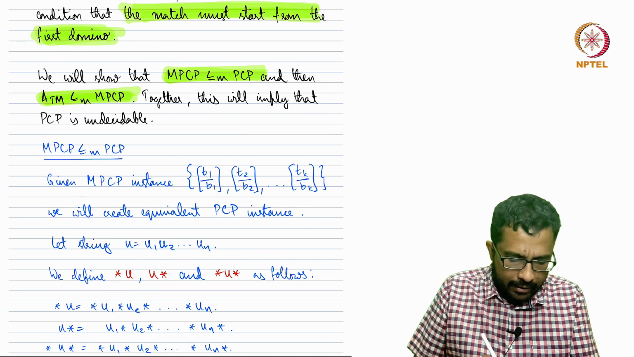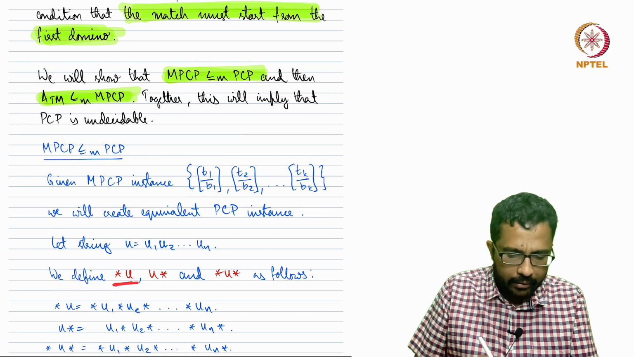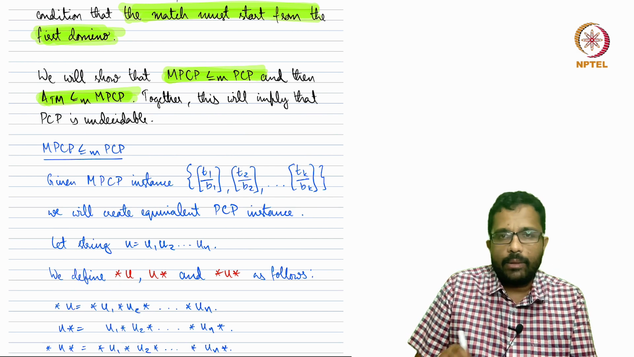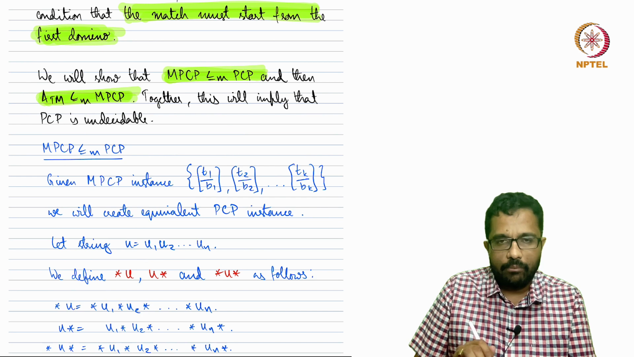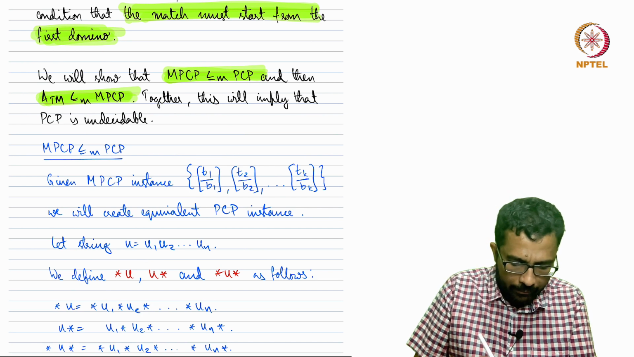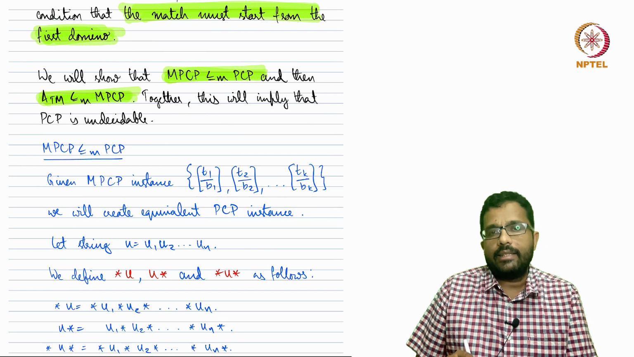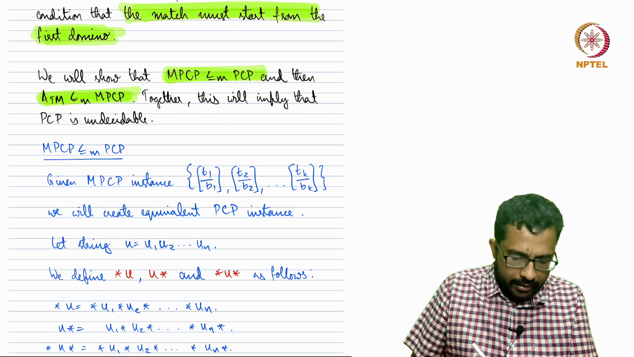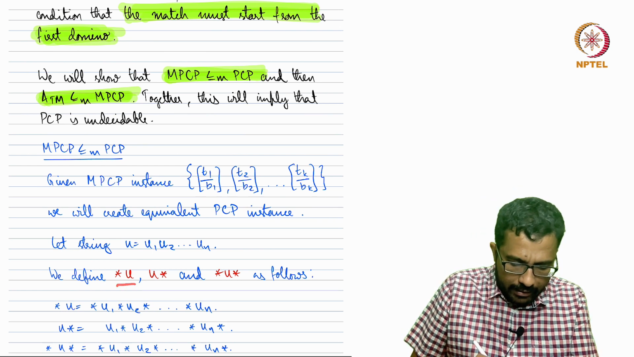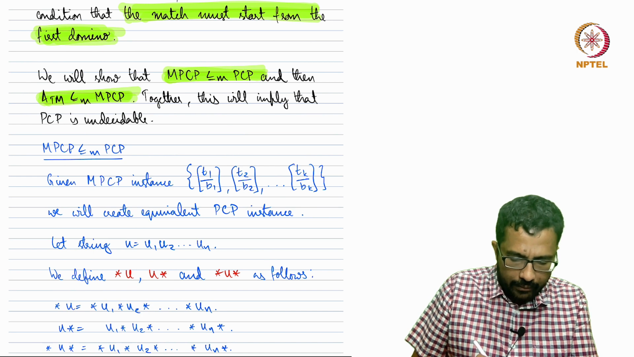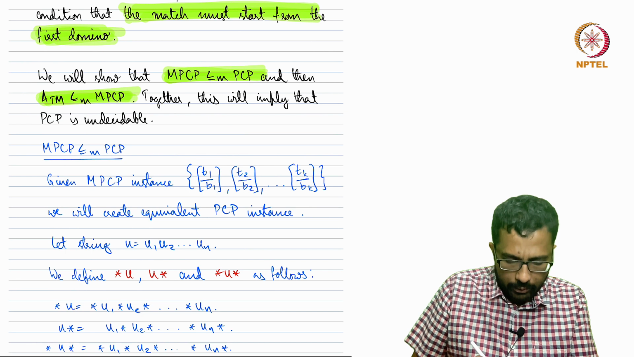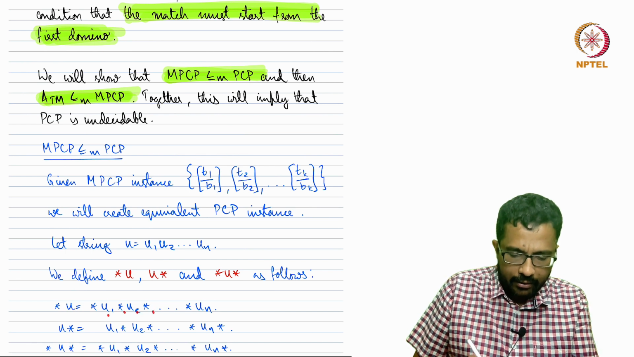Here star is a symbol that is not there in any of the T1, T2, B1, B2, etc., not in this alphabet. So what is star U? Star U means that we start with a star, and before every symbol of U I am putting a star. So it's star U1, star U2, star U3.